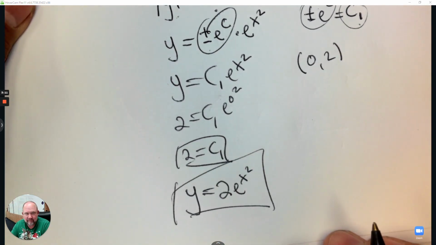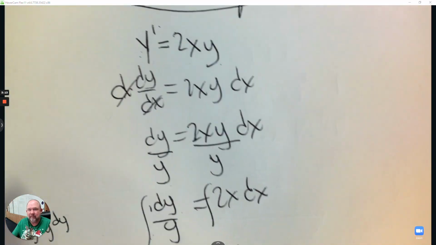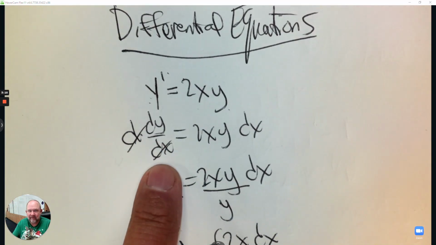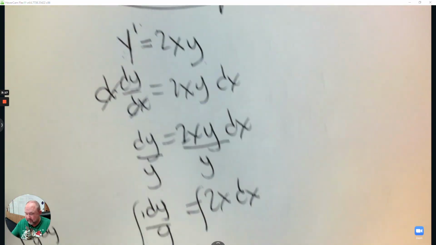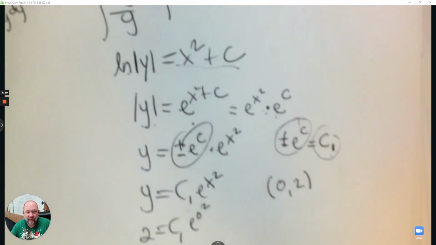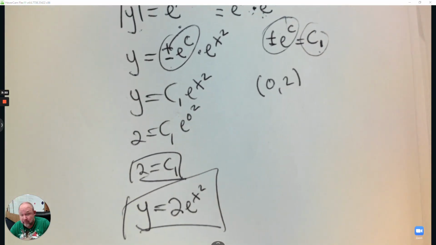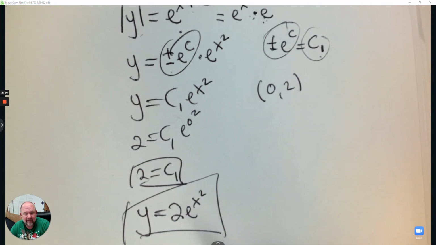And you've solved your differential equation. So what do we do again? Step 1, we wrote it as dy by dx. Then we separated the variables, we integrated, and then we solved for y, and then we plugged in a point to solve for the constant, and we have our answer.